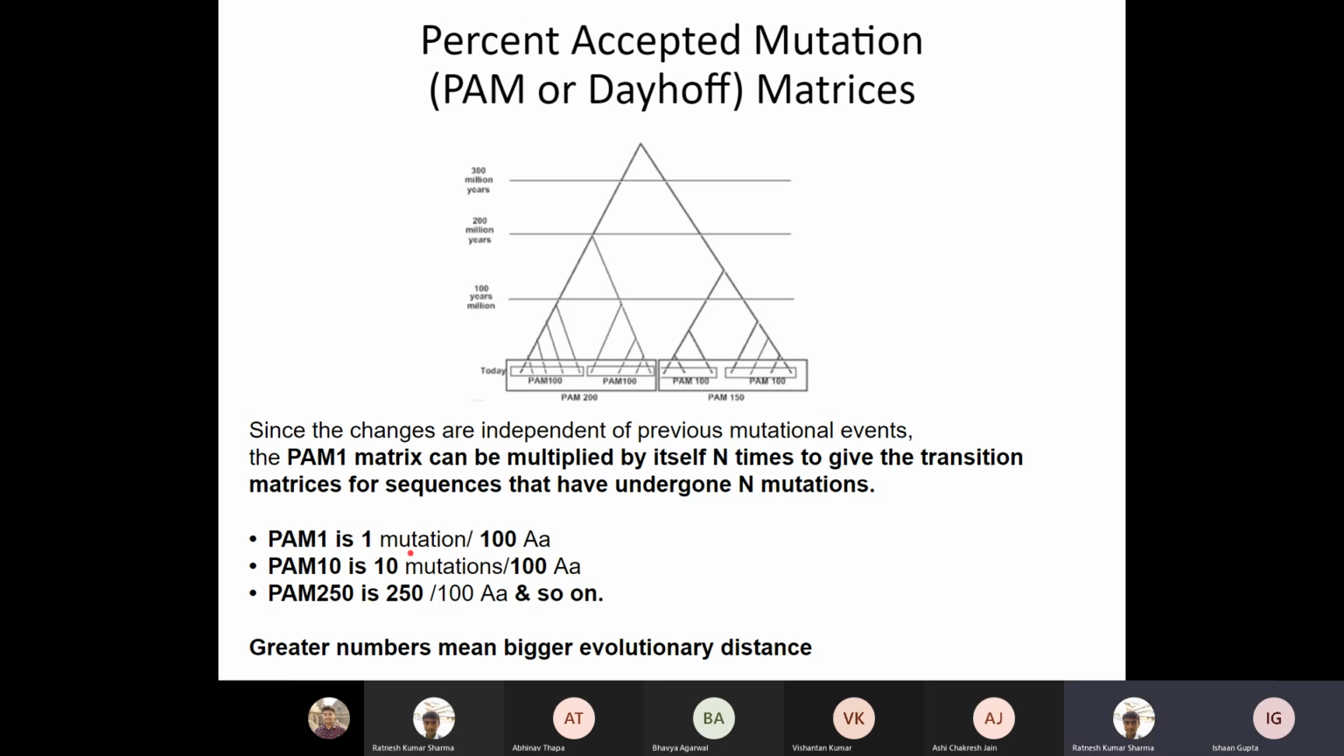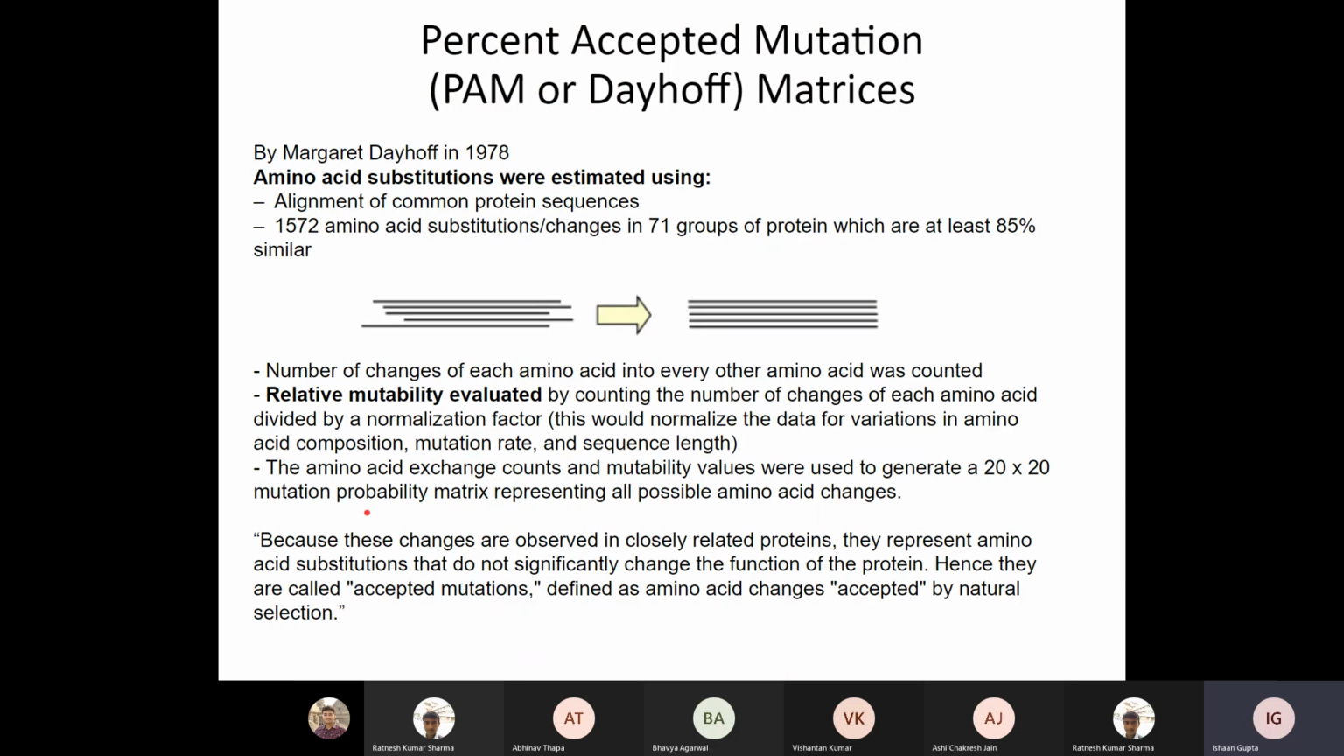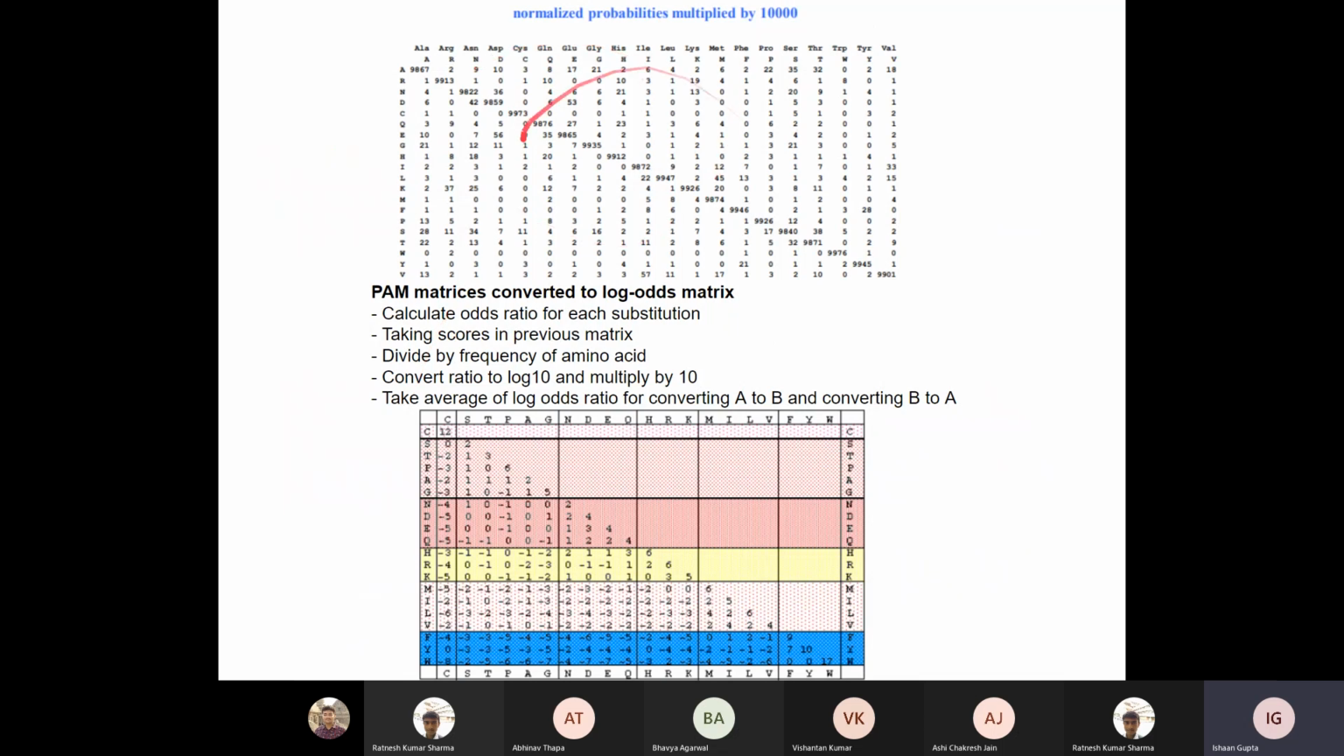So that's what I'm trying to tell you. This is what these matrices mean, right? That you are having one mutation for every 100 amino acids. But the thing is that typically you start with a PAM1 matrix, right? Where you look at all the amino acids.